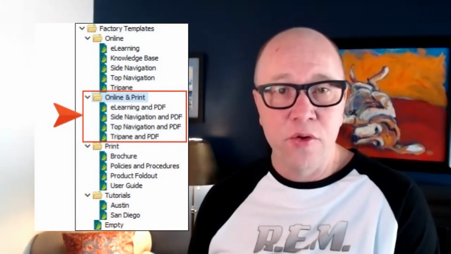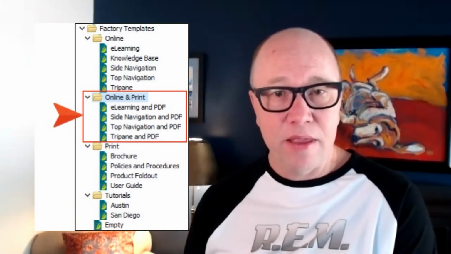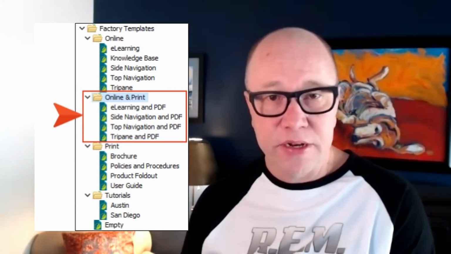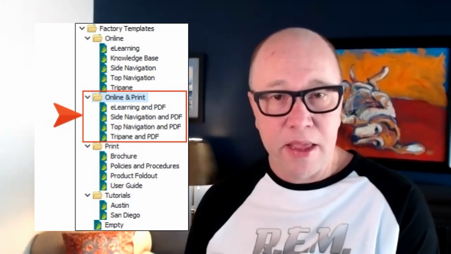So up until now, all of the project templates we've looked at were just set up initially for online output. And now we're moving into this other folder, and we've got a few project templates in there. eLearning in PDF, side navigation in PDF, top navigation in PDF, Tripane and PDF. And all of those, they have their counterparts in the online folder, and they're all identical except for one thing.